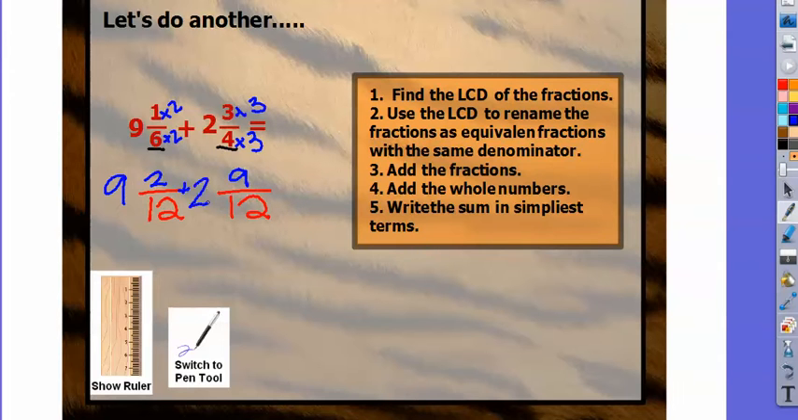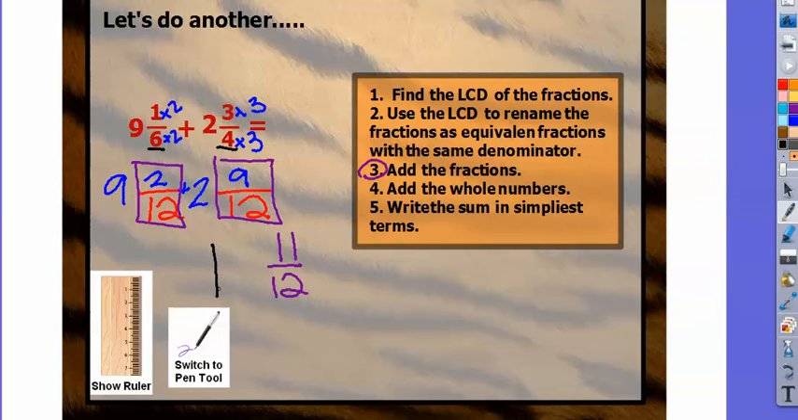So now it is, what's step 1? Well, in this case, now it's going to be step 3 because this was step 1 and step 2. So step 3, add the fractions. 2 twelfths plus 9 twelfths. 2 plus 9 is 11. And 12 and 12, those just stay the same. Step 2, we need to make sure we add those whole numbers. And that's 9 plus 2 is 11. So that's 11 and 11 twelfths.